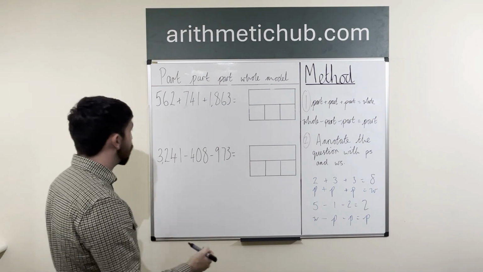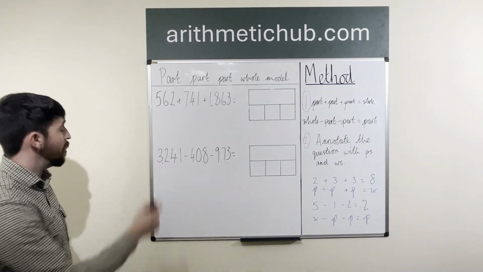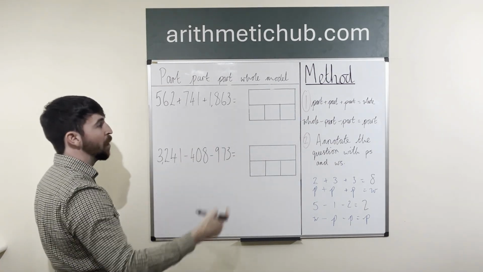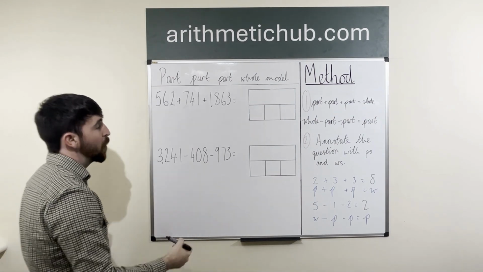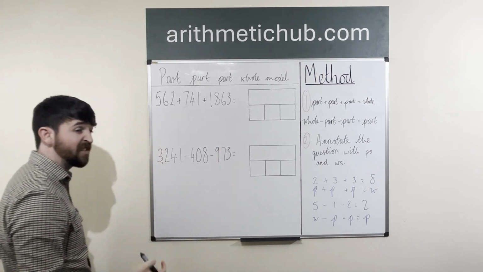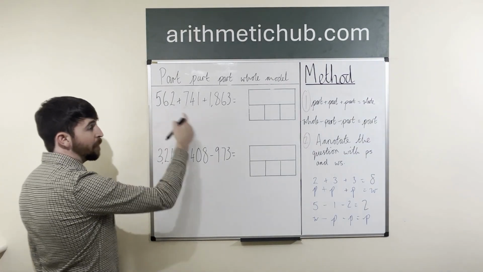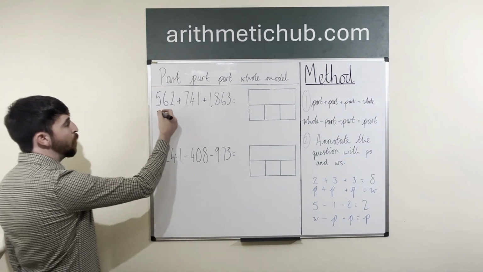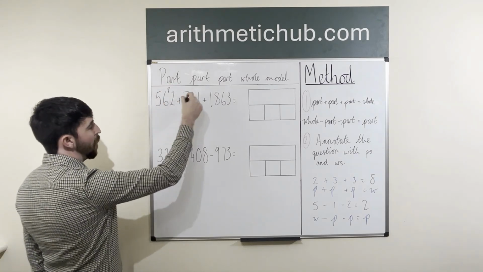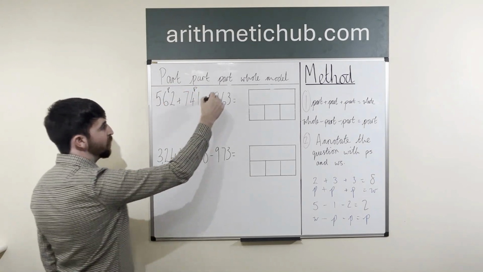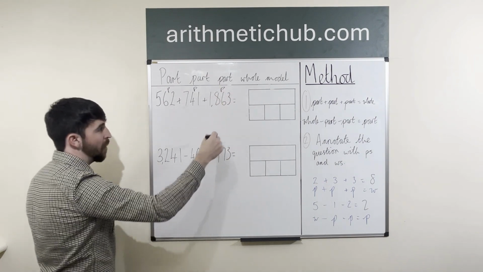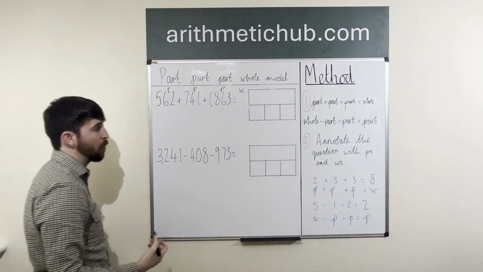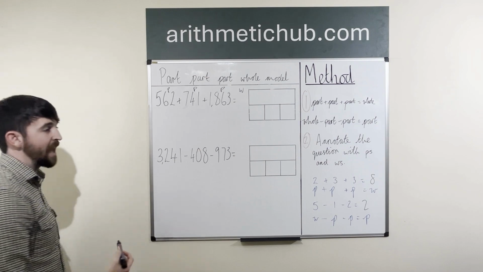Okay, so let's have a look at this question. What we need to do first is see what we are looking for. So what we're looking for here is we are looking to find the whole, aren't we? Because it's an addition, so we've got three parts. So what we need to do is annotate the question with P's and Q's. So we know 562 is going to be a part, 741 is going to be a part, 1863 is going to be a part, and then when we add them all together, we are going to get our answer or our whole, okay? So we add all these parts together to get our whole.